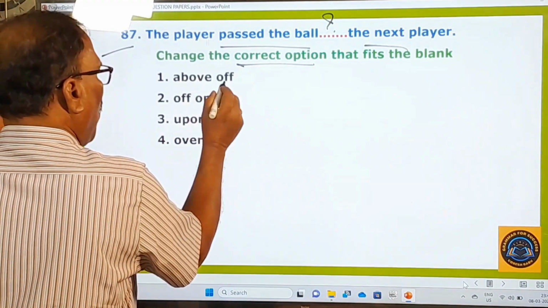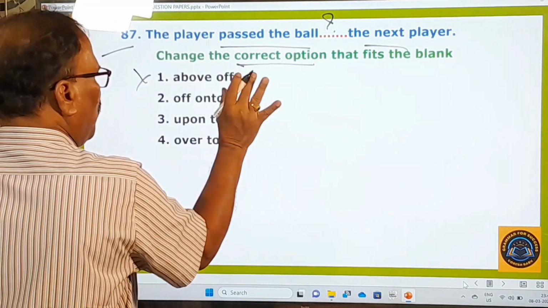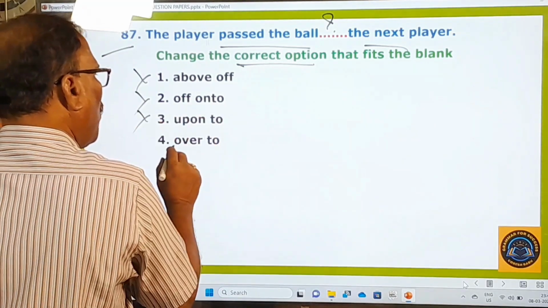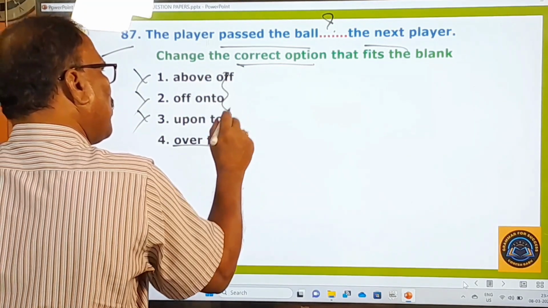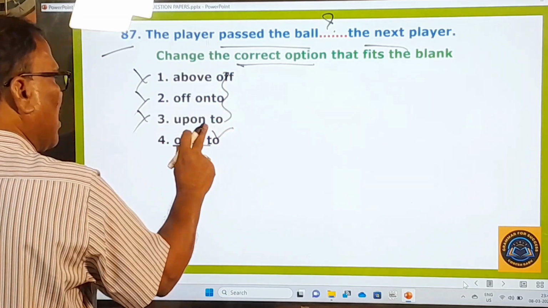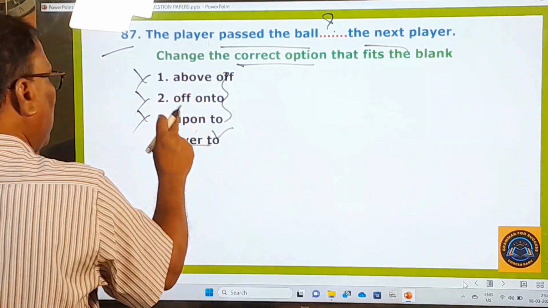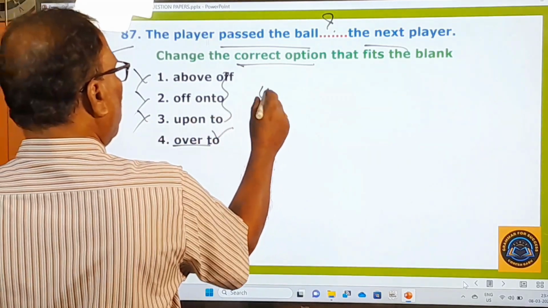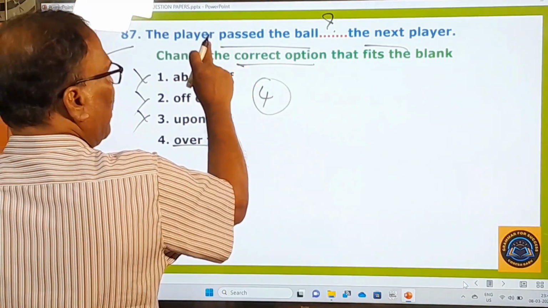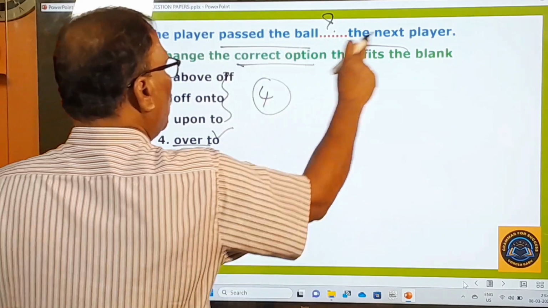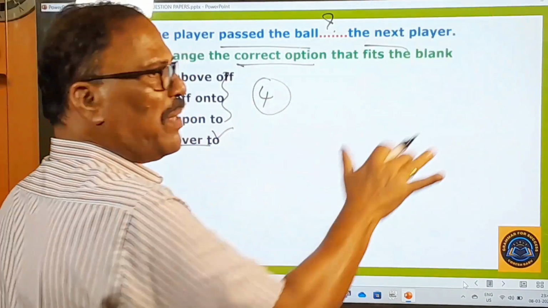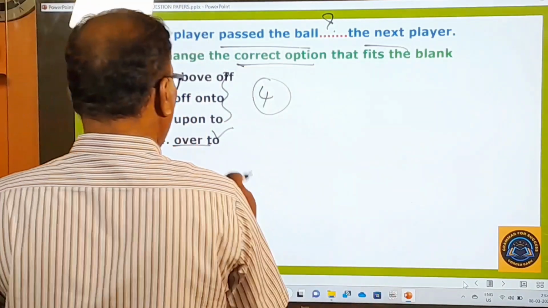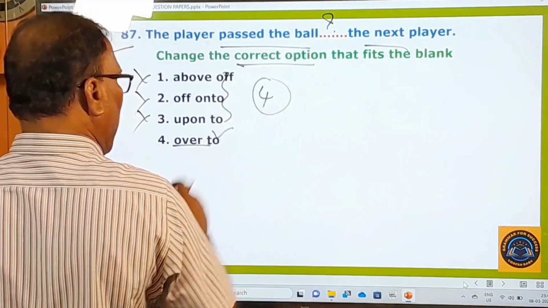Above, off, wrong. There is no word like that. Off, onto, no. Upon to, no. Over to is there. The first, second and third are absolutely wrong and ungrammatical, and this fourth one is the right one. The player passed the ball over to the next player. Over to the next player means from here to that place. So this over to is used in this blank.